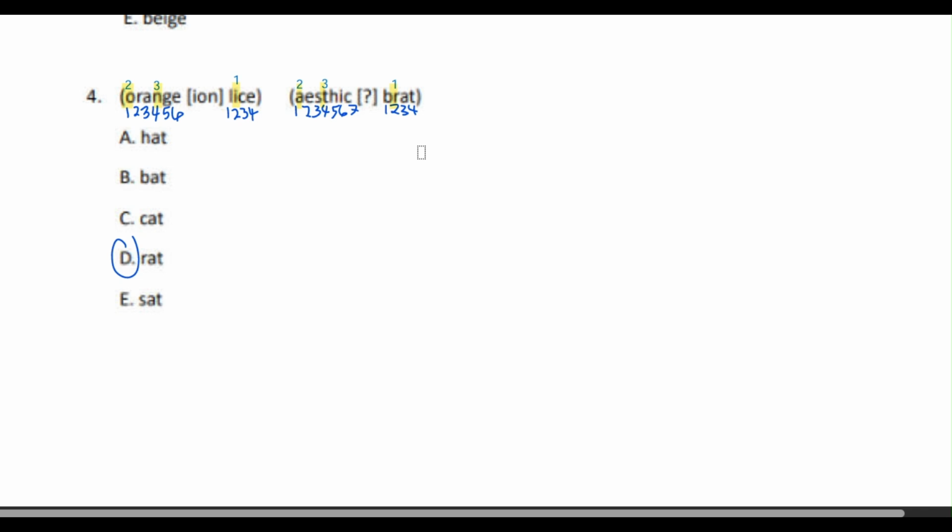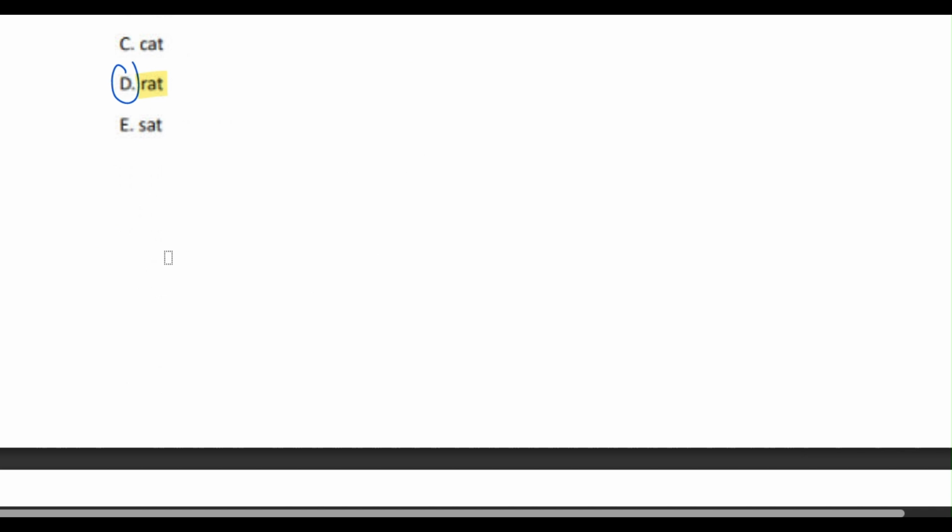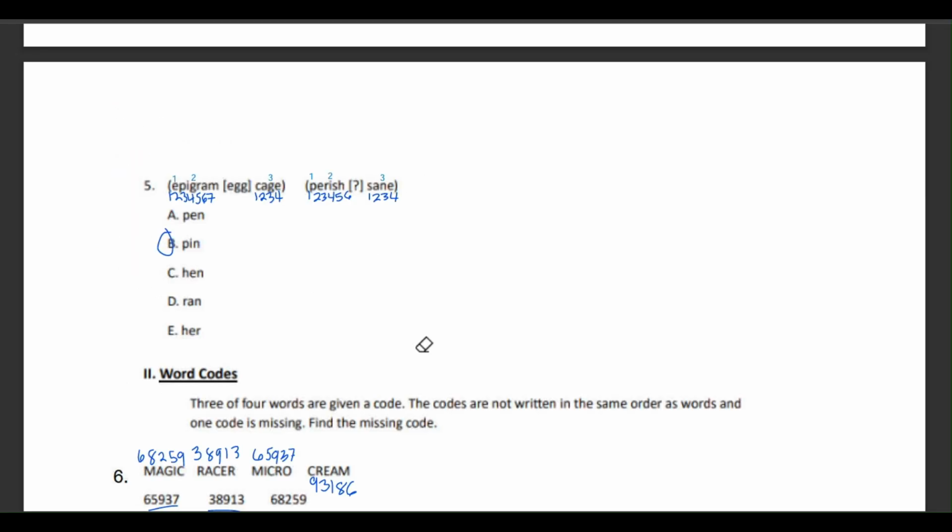The second letter R is in brat, and the first and fourth letters O and T are in aesthetic. That follows the same pattern as the first example. Question 5.